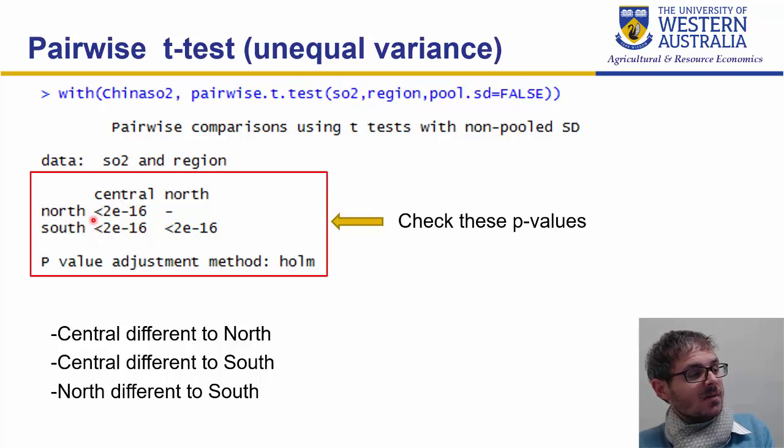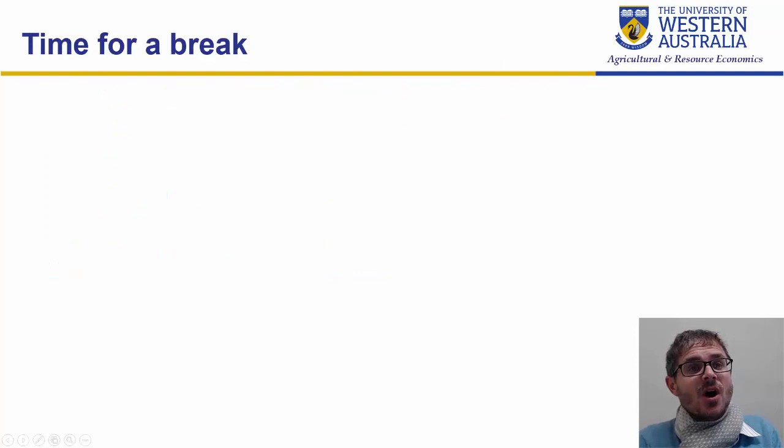So they're all different. The central north comparison, p-value less than 0.05. The central south comparison, p-value less than 0.05. The north-south comparison, p-value less than 0.05. And that is all taking into account the possibility of the type 1 error rate being inflated because it's applied the Holm adjustment. So that's the end of the examples.